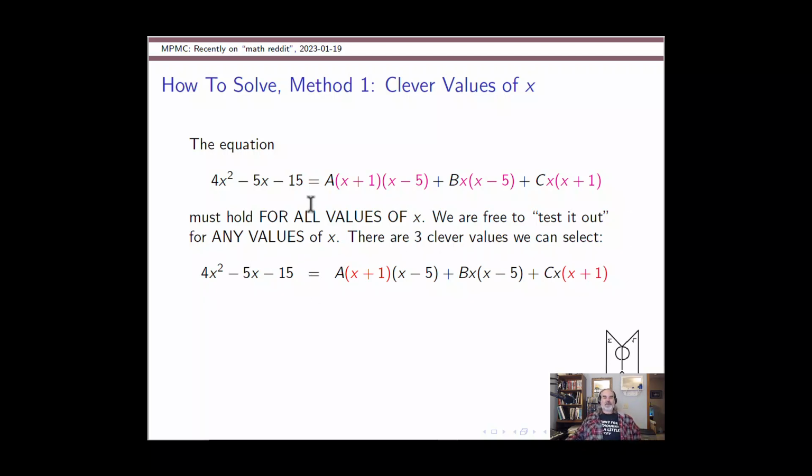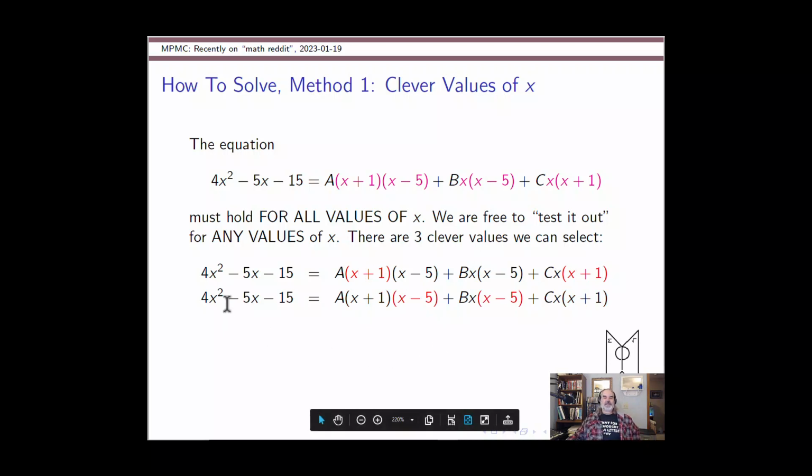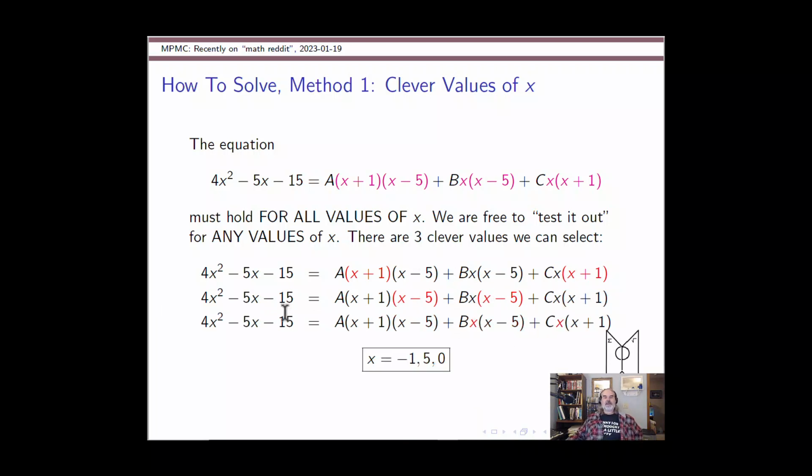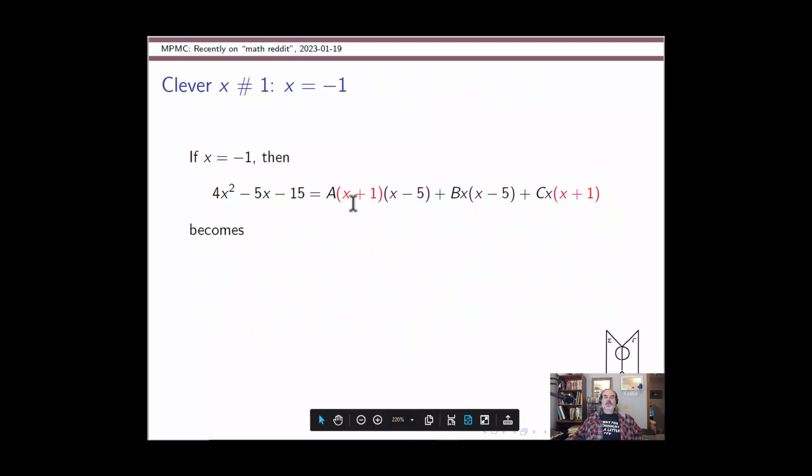Okay, so for example, I've highlighted the two instances of x plus 1 on this right-hand side. So imagine if we tried out x equals minus 1. It would eliminate the terms with the a's and the c's. If we plugged in x equals 5, it would eliminate the terms with the a's and the b's and leave behind the one with the c. And similarly, if we plugged in x equals 0, it would eliminate the terms with the b and the c and leave behind a. So the 3 clever values of x to plug in are just the zeros of the original terms in the denominator: -1, 5, and 0. So let's plug them in one at a time.